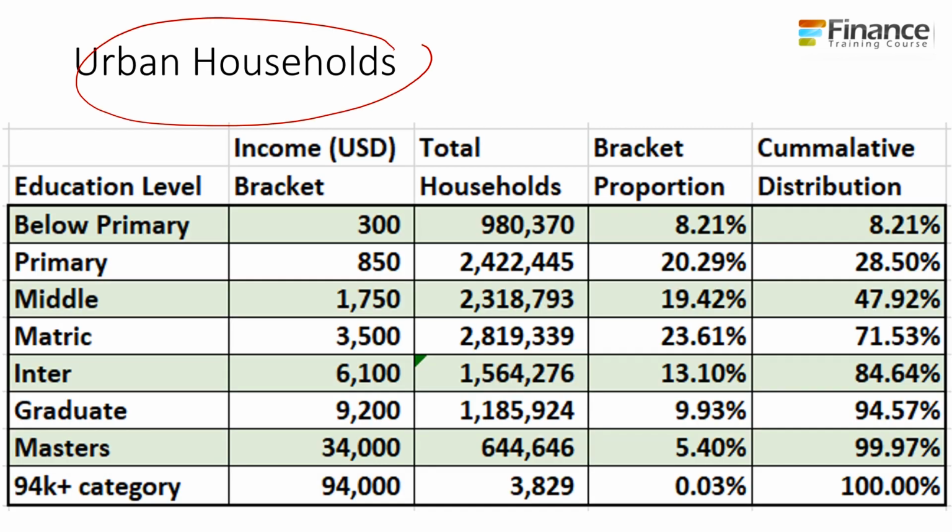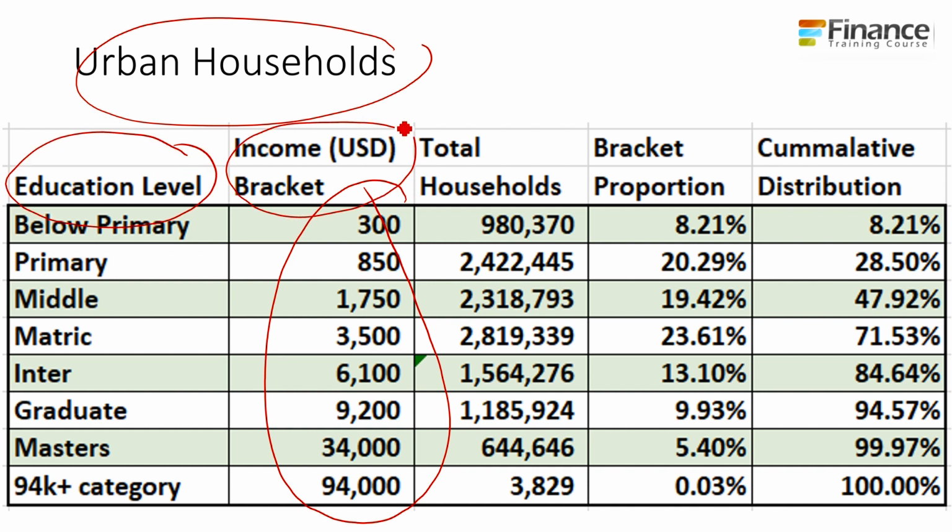Let's take a look. For quite a few startups, the segment of interest is urban households, specifically income distribution across those segments. So what we have here in front of us is the summary of our analysis based on using the data sources identified earlier. Let me explain what this represents. The first column represents the education level. The second represents income in USD terms. The third represents total households in a specific bucket. The fourth represents the proportion of that bucket within this household group. And the fifth and final item represents the cumulative distribution.